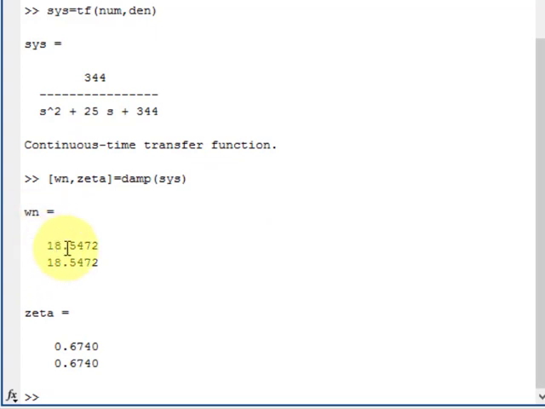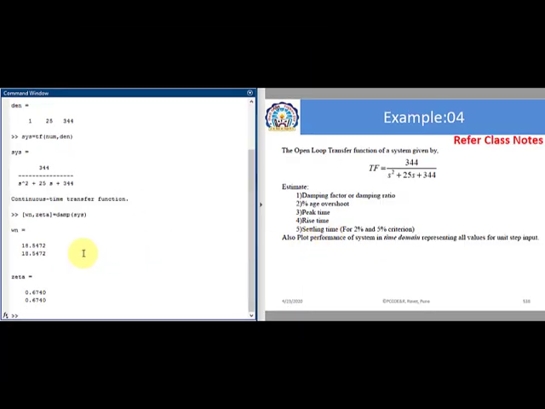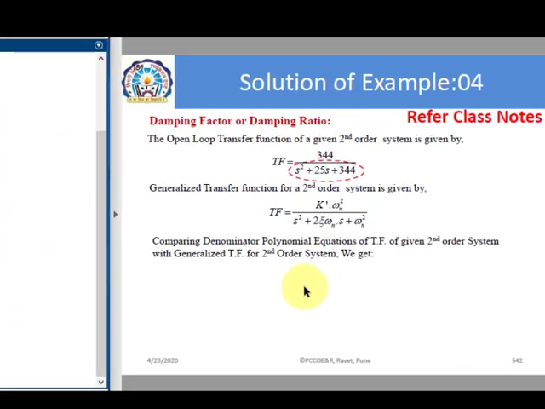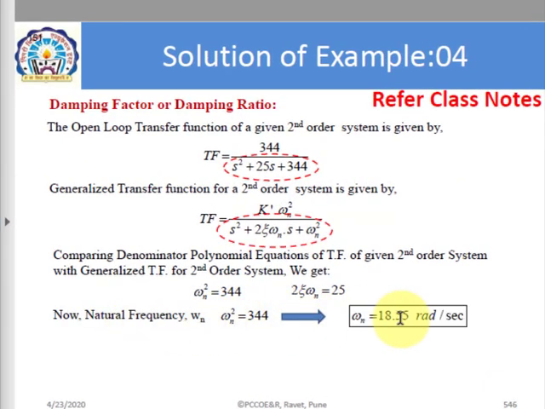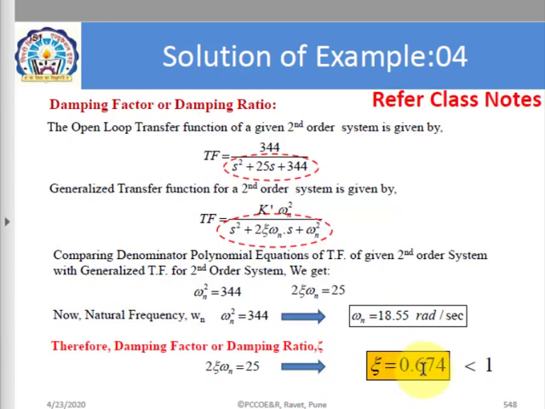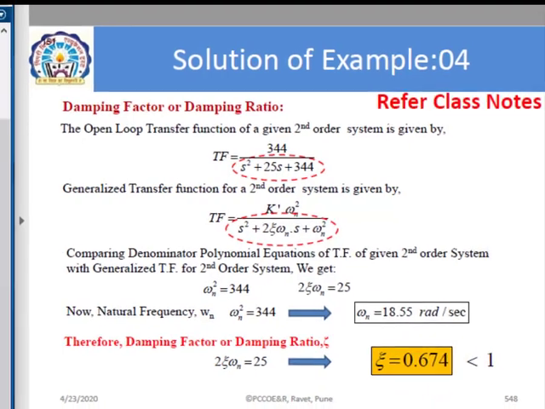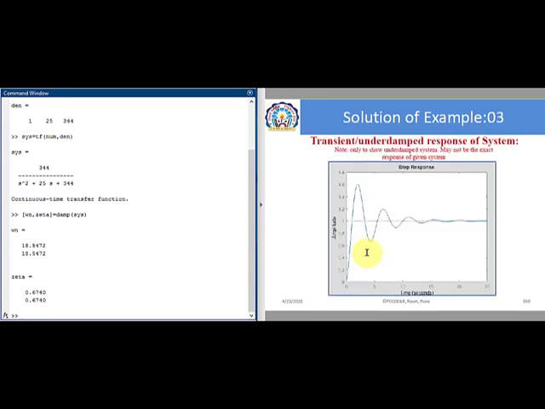The natural frequency is 18.5472 radian per second, and the damping factor or damping ratio is 0.674. Let us check whether these two values are correct or not. Here we got natural frequency 18.547 radian per second, and damping factor zeta 0.674. So we got the same values. Next, by observing the zeta value, we come to know that the response of the system is an underdamped or transient response for step input.